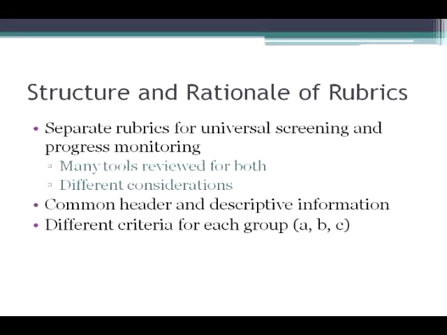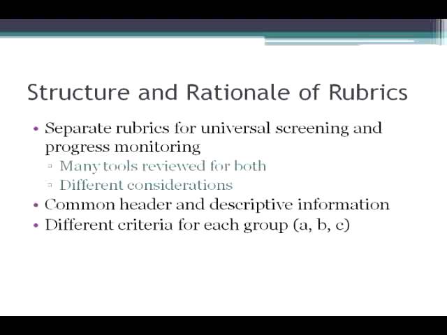So looking at the structure and the rationale of these rubrics that the work groups used, there were separate rubrics for the universal screening and progress monitoring tools. A lot of the tools were reviewed for both because they can be used for both screening and progress. But there are different considerations for whether a tool is appropriate for screening and for progress decisions. So there were 2 separate rubrics.